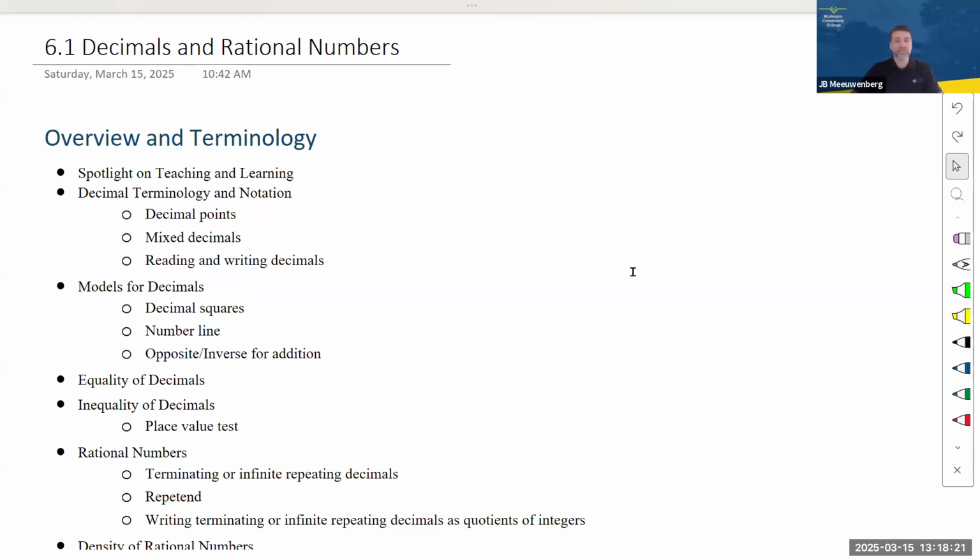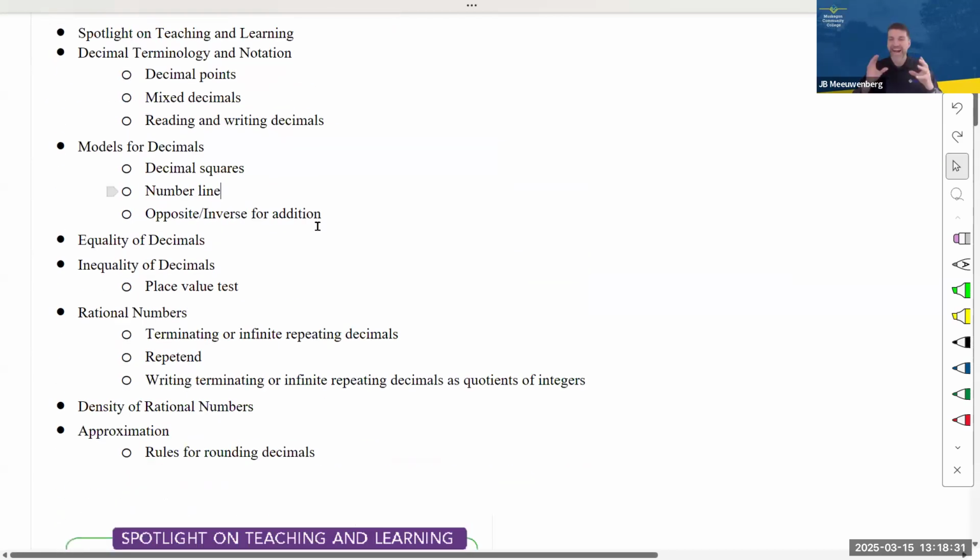So as far as our overview and our terminology, we're going to start with a little spotlight on teaching and learning, which I always like to do whenever I can. You can see here some of the different terminology that we will use. Again, we're going to talk about how we model decimals. That's the theme, right, of this whole course. How do we take and get away from just an algorithmic step-by-step written approach to solving a problem to actually modeling it using something physical.